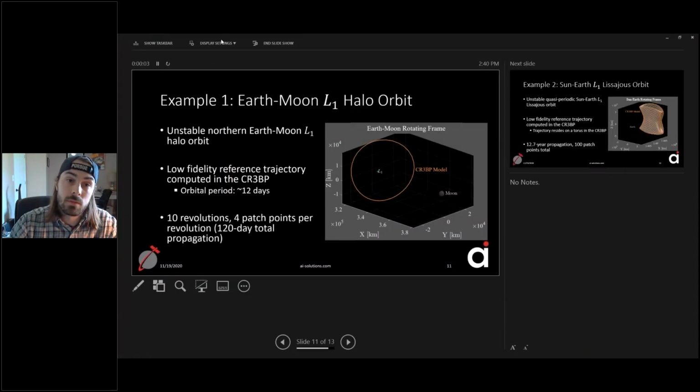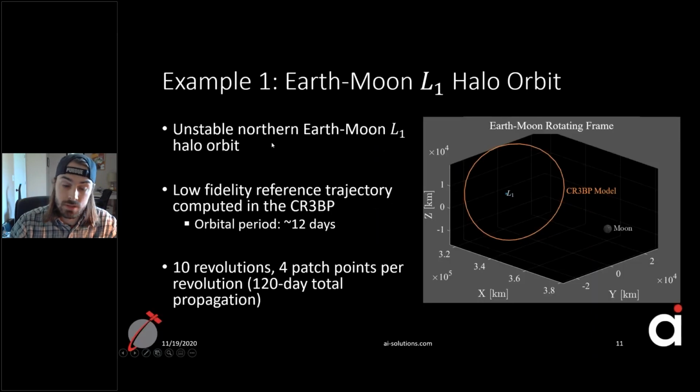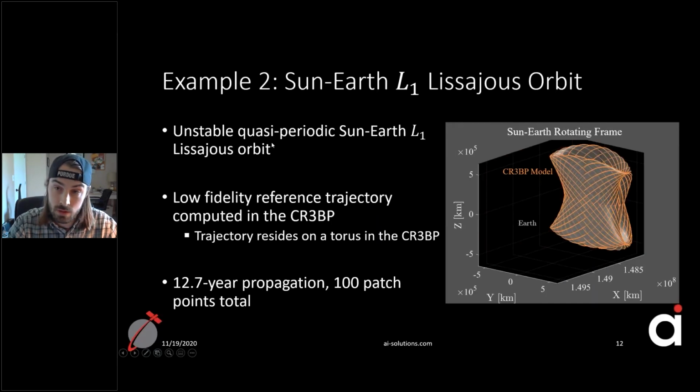Additionally, I have a second trajectory that we'll look at. So this one's a little bit more complicated, and what this is a Sun-Earth L1 Lissajous orbit. This is a quasi-periodic orbit in the Sun-Earth L1 circular restricted 3-body problem, and this trajectory resides on a torus in the 3-body model. I won't go into what a torus is, but effectively you can compute one of these in a 3-body model and get a dynamical structure in there.